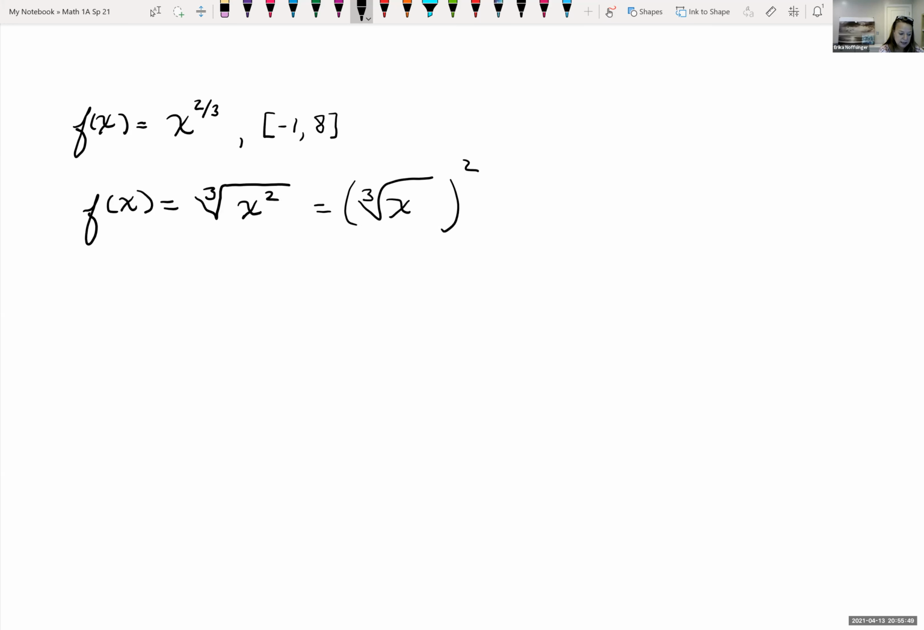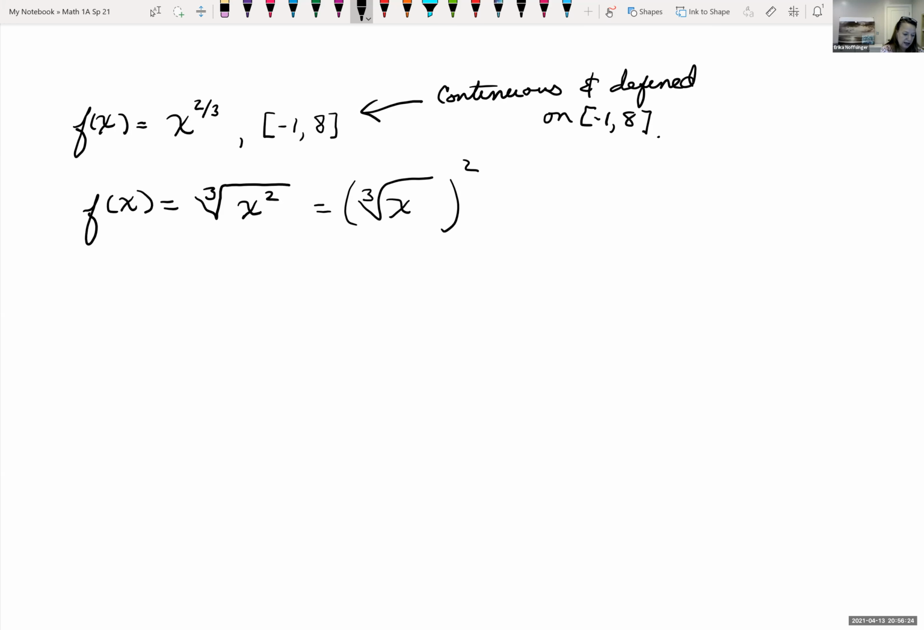So if I look at this, I notice that because it's a cubed root, I don't have to worry about having positive or negatives underneath that radical. I normally want positives under there, but because this is an odd index, I know that this is continuous everywhere. So it's continuous, it's defined. It's continuous and defined on our closed interval, -1, 8.